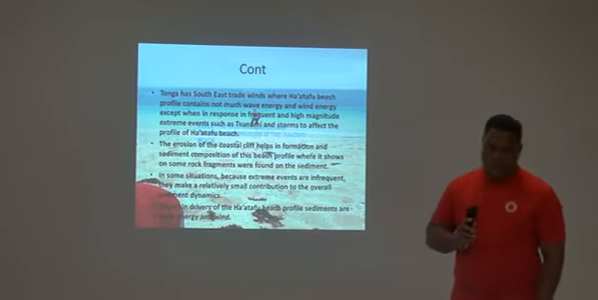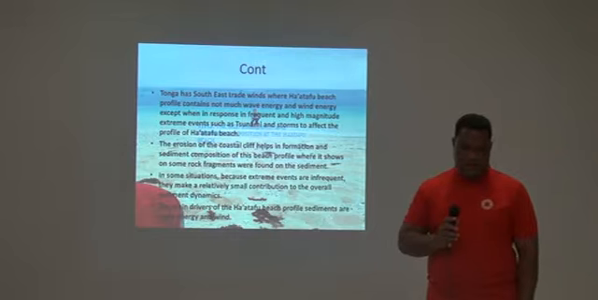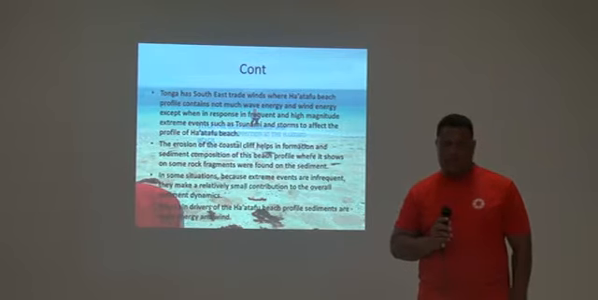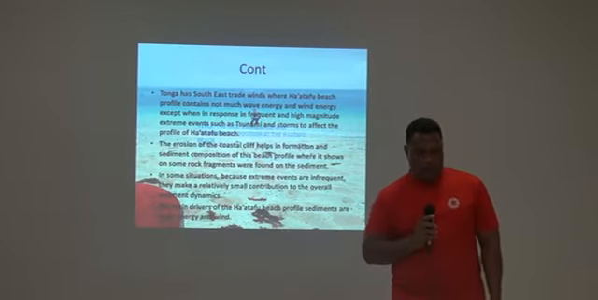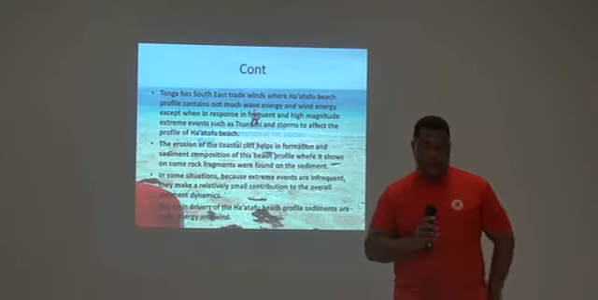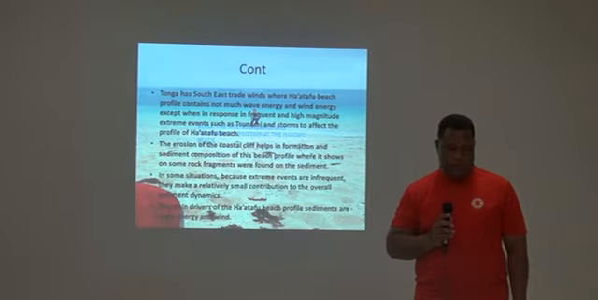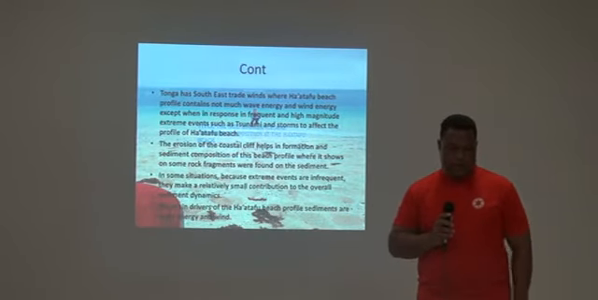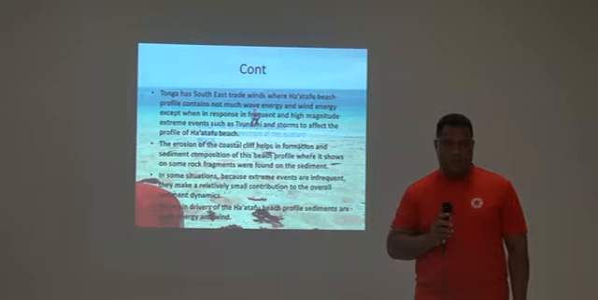Tonga has southeast trade winds, where the Hatafu beach profile does not receive much wave energy and wind energy, except in response to infrequent, high magnitude extreme events such as tsunamis and storms that affect the profile at Hatafu beach. The erosion of the coastal cliff helps in the formation and sediment composition of this beach profile, as shown by some rock fragments found in the sediment at the beach. Because extreme events are infrequent, they make a relatively small contribution to the overall sediment dynamics.